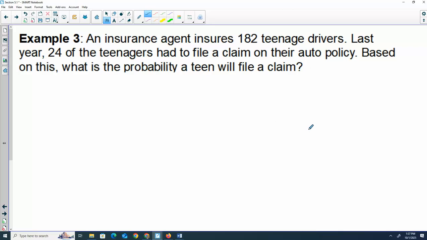If I ask you to do this one, everybody read it and see if you can answer this question. An insurance agent insures 182 teenage drivers. Last year, 24 of the teenagers had to file a claim. So what's the probability they file a claim? What'd you guys do? So you get 0.1319, or you could say 13.19%. Alright. So that's the empirical approach, just based off what we saw.